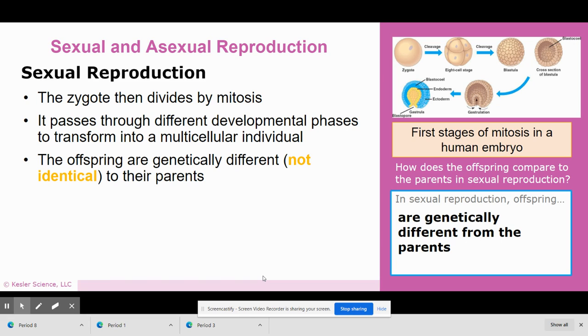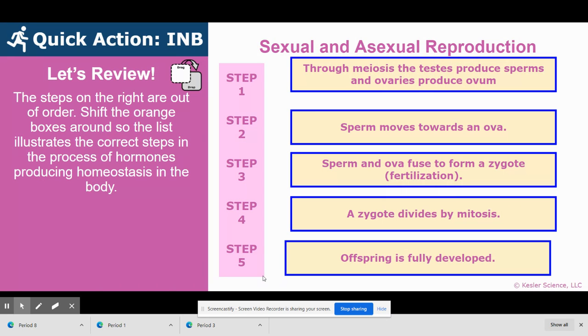If you look at the picture, you can see it goes through the zygote, which is the fertilized egg, and then it goes through a process called cleavage, which just means a type of cell division, where the cells just divide and divide and divide. And then after a while, it starts to form specialized cells. But here, this is just showing the very early stages of cell division after fertilization. Now, the question we have here: how does the offspring compare to the parents in sexual reproduction? Well, in sexual reproduction, the offspring are going to be genetically different from the parents.